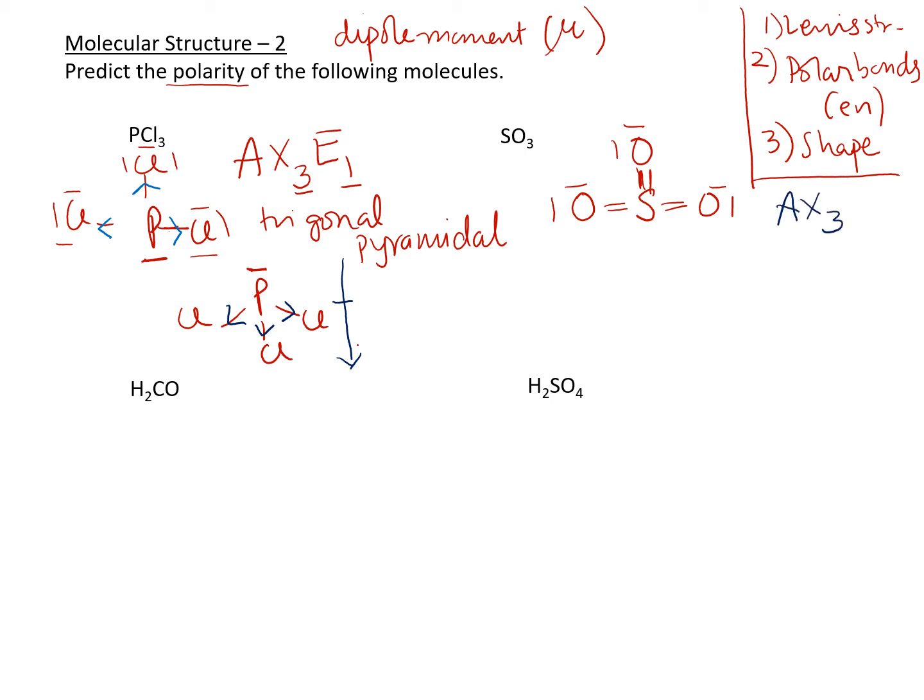So A is a central atom, and then we have 3 oxygens. If you have AX3, AX3 means that the shape is going to be trigonal planar. Okay, so that's the shape of the molecule. Now we'll figure out the polar bonds.